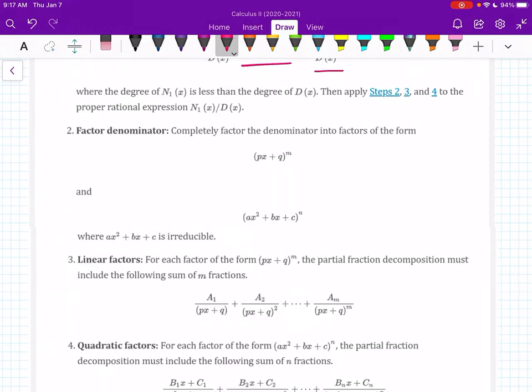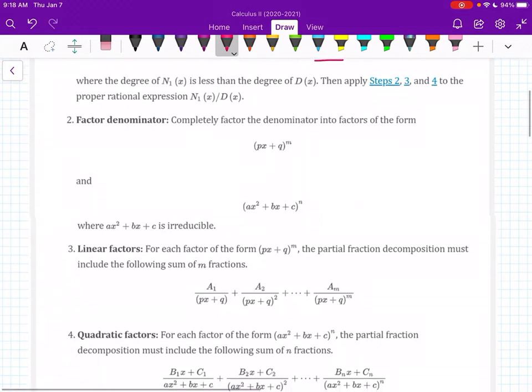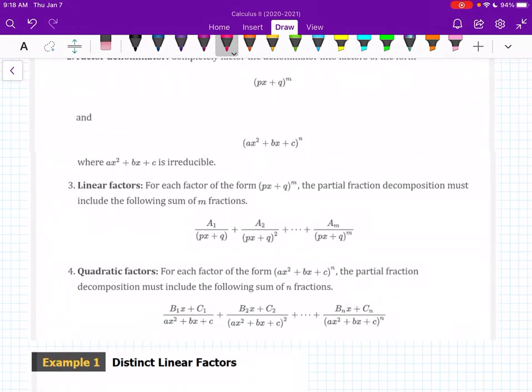If you have linear factors, what you're going to do is put a variable on top of each linear factor. If your linear factor repeats, then you're going to have a variable on top of each of those repeating factors, and your variables here are constants. When you have quadratic factors, the numerator that you're solving for is going to be a linear expression, so like bx plus c is what you're looking for. So you're looking for the b and the c, those are going to be your constants. And if you have repeating quadratic factors, you then will go ahead and repeat that factor.